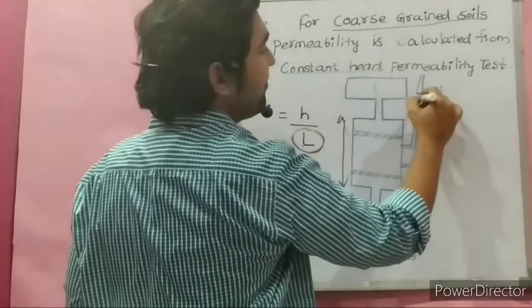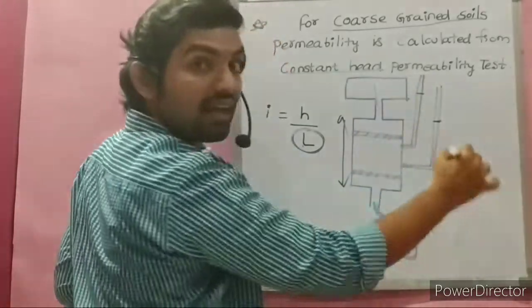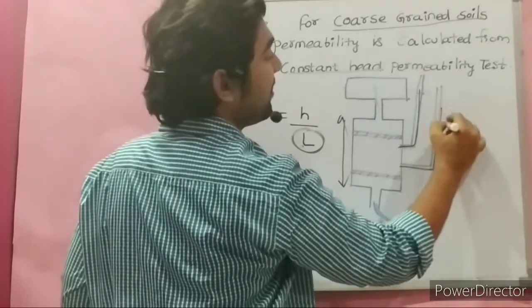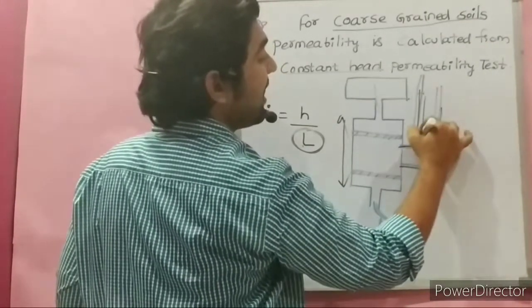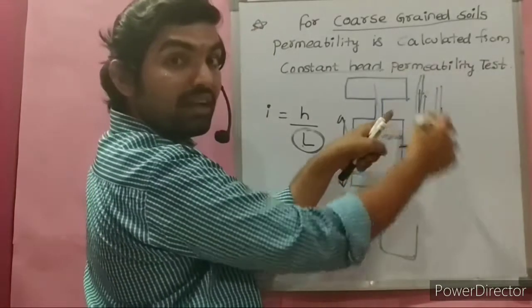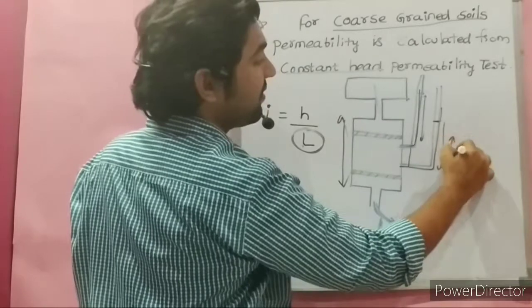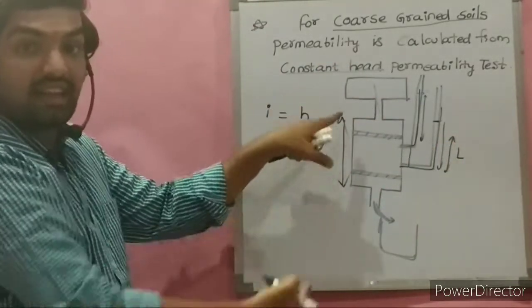Here the head difference is measured by using the manometer, delta H. Water rises here and water rises here. Thereby you can get delta H, the head difference, from these two manometers. And length means this length of the flow path. It is not the total length, the cross-sectional length of the soil sample.